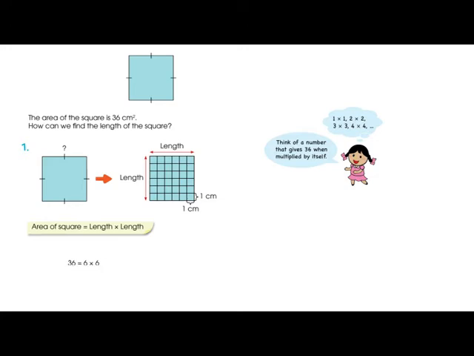Here we have 36. So which table has 36 as a product of the same number? 2 times 2 is 4, 3 times 3 is 9, 4 times 4 is 16, 5 times 5 is 25, and 6 times 6 is 36. So the answer is: the length of the square is 6 centimeter.